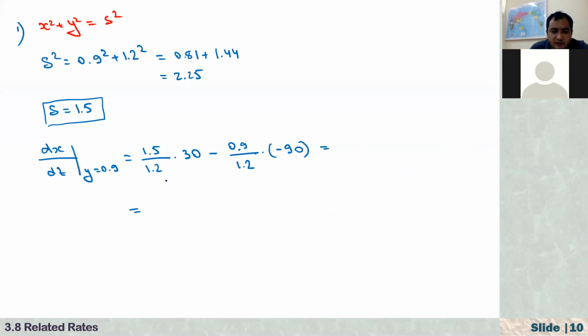Now if we simplify this, 1.5 over 1.2 is 15 over 12, and 15 over 12 times 30 is 37.5 after simplifying by 6, and so on. Minus, here we have 9 over 12, simplified by 3.